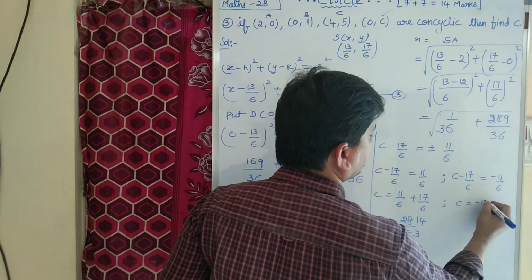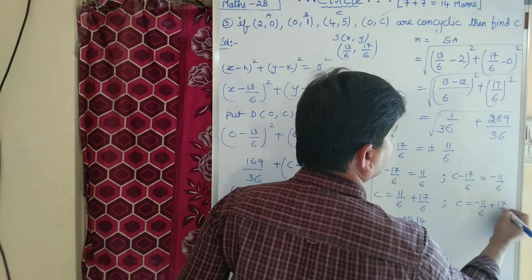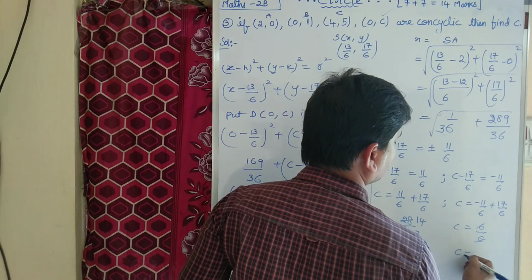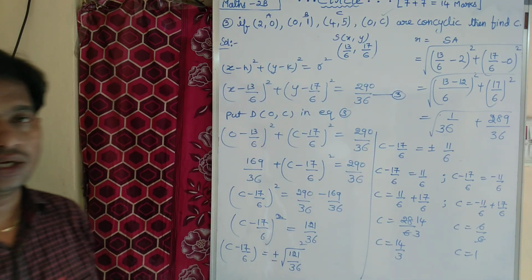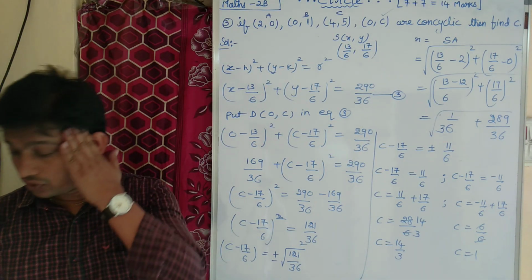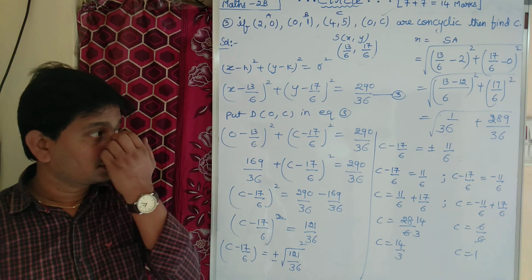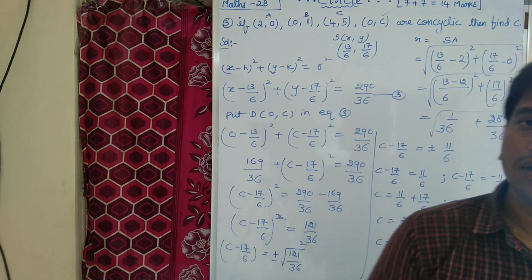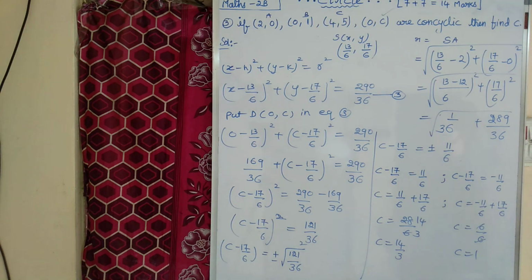Coming to the second one, minus 11 by 6 plus 17 by 6, c equal to 6 by 6, which is equal to 1. So what is the value of c? The value of c is 14 by 3 or 1. So children, this is the most important question they may ask in the final examination. These are the part 1, type 1 method problems. In the next session, let us discuss the second method of problem, children.